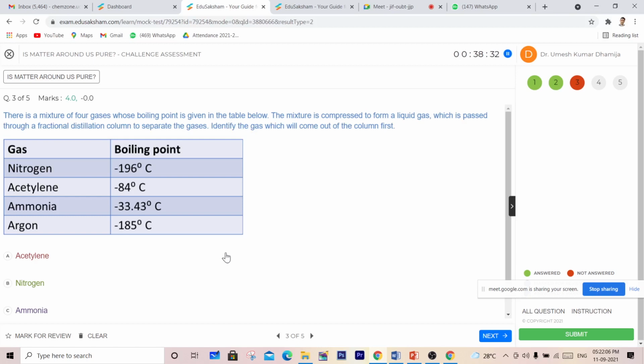Do you know the meaning of fractional distillation? So which gas will come out first? The one which has the minimum boiling point, that is nitrogen. The one which has the minimum boiling point will require minimum energy, minimum heat to evaporate.